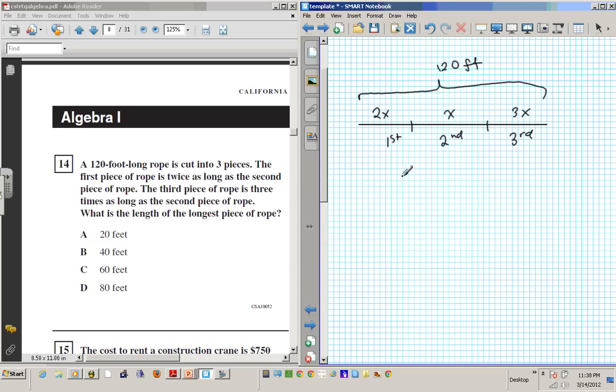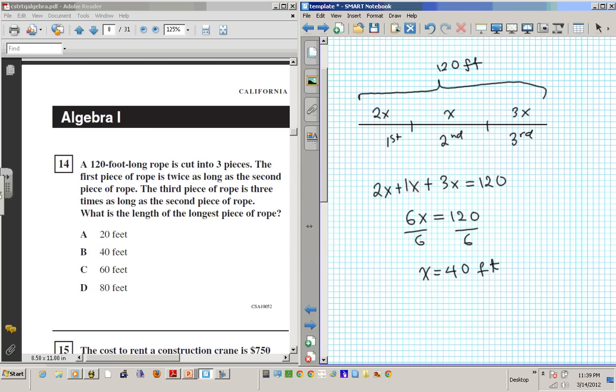Alright, so how do I form an equation? It's going to be 2x plus x plus 3x equals 120. Add all the coefficients. Remember there's a 1 here. 2 plus 1 plus 3 is 6x equals 120. Divide both sides by 6. x is equal to 40. Alright? 40 feet.